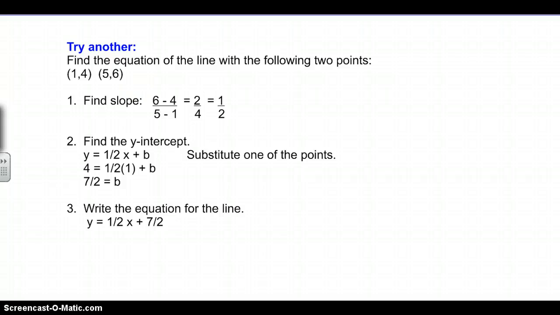We're going to substitute either one of those points in. As I said before, I usually take the one that I think is simpler. I think it'd be easier to work with a 1 and a 4 than a 5 and a 6, but either one will work, so it's up to you which one to use. I'm going to use 1, 4. So 4 equals 1/2 times 1 plus b. That's 7/2 equals b. Now I have the slope and the intercept. I substitute them in and write the equation for the line. So y equals 1/2 x plus 7/2.